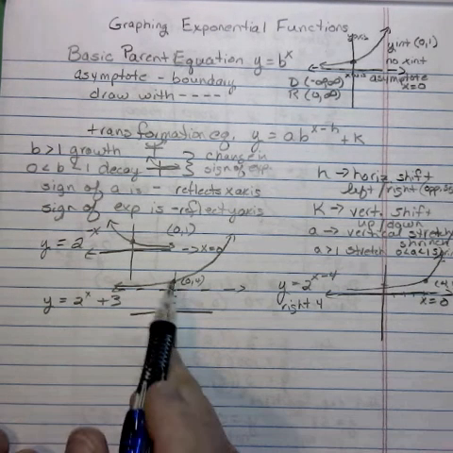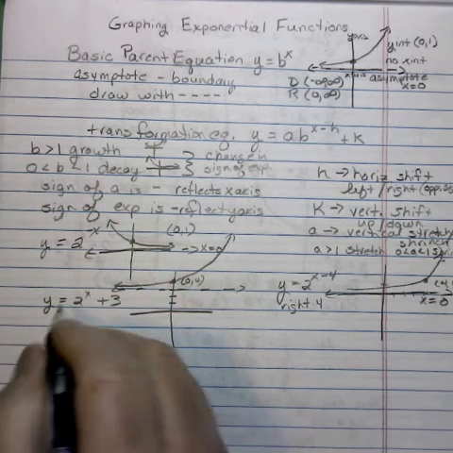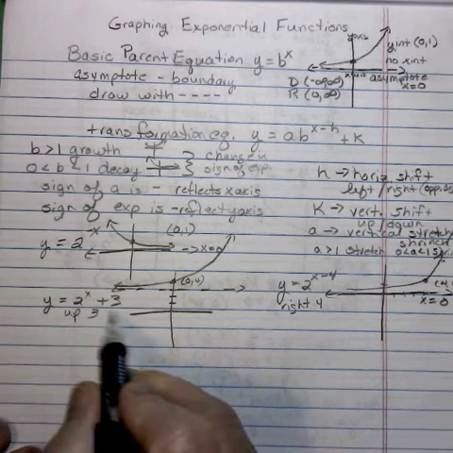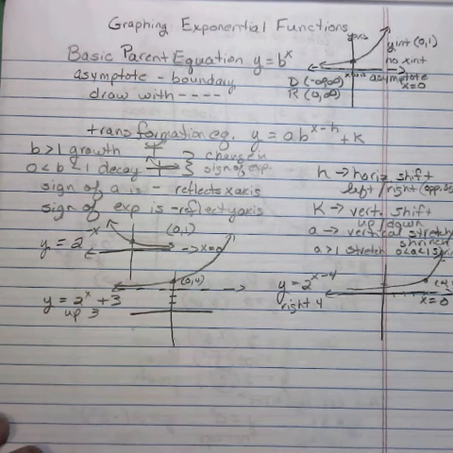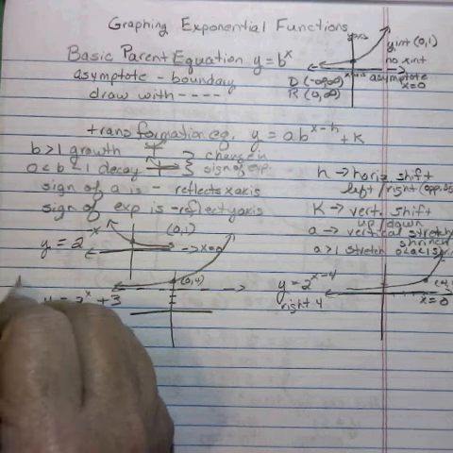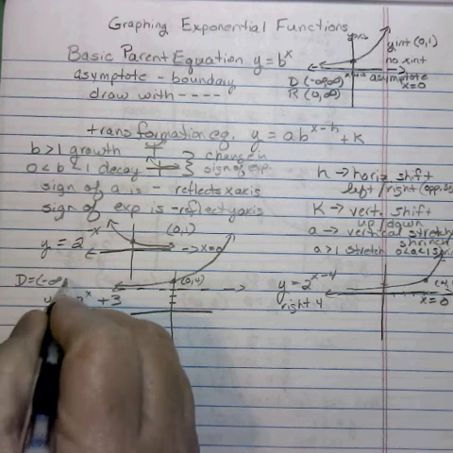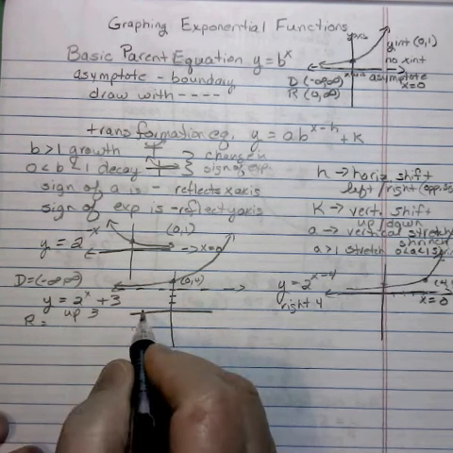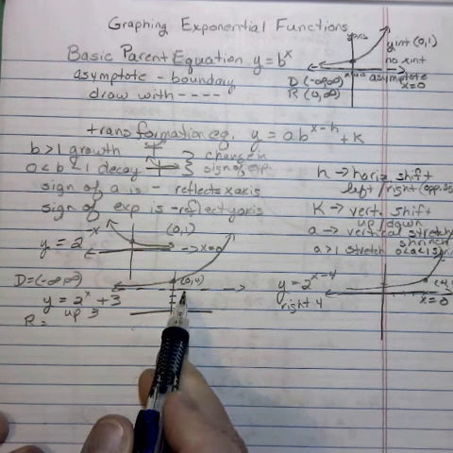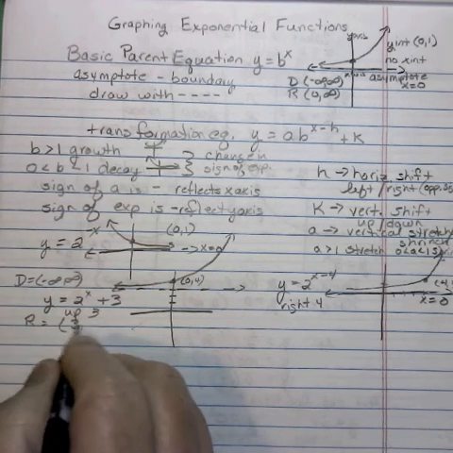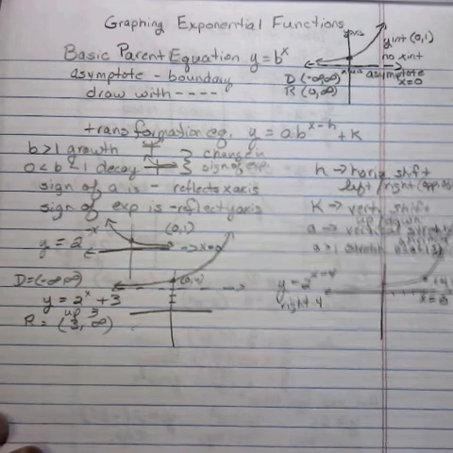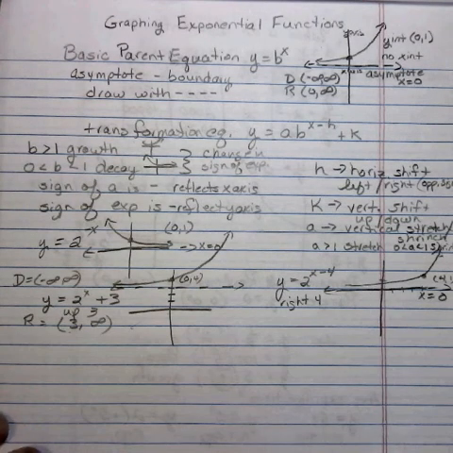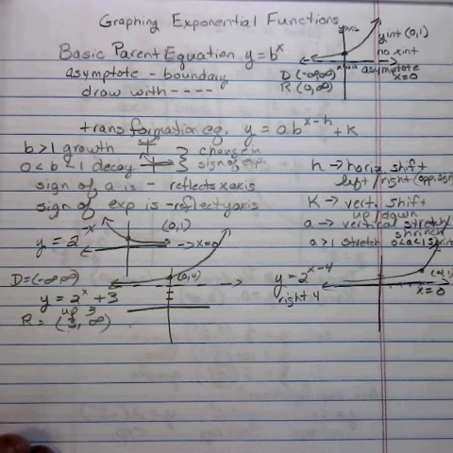What changes on this vertical shift here that went up 3 units? How did the domain change? The domain is still the same, all real numbers, negative infinity to positive infinity, but the range changed. How did the range change? In this case, instead of being greater than 0, this range became greater than 3 with that vertical shift. So we do have to watch vertical shifts as it's going to affect the range of our functions.